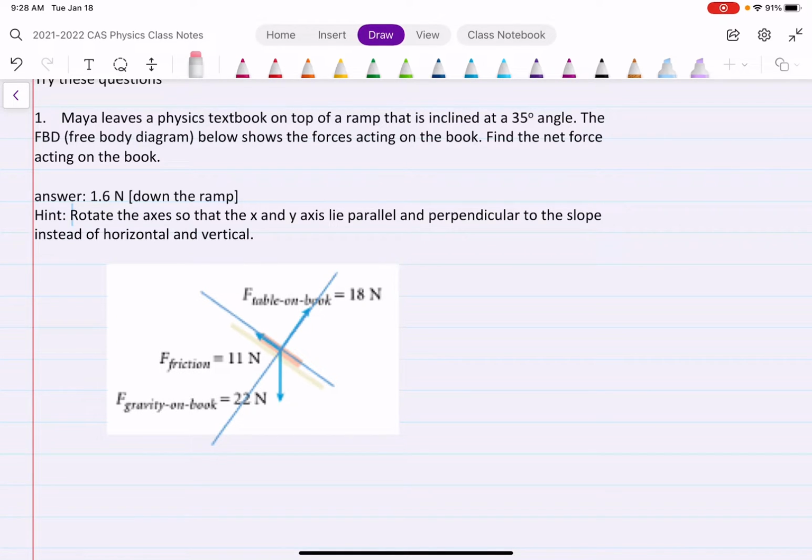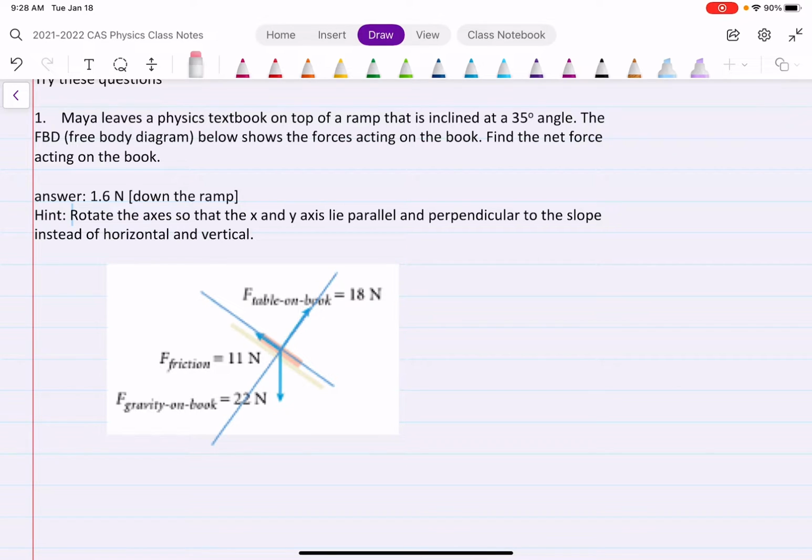All right, so this question is a little different than the previous ones because the object is not resting horizontally. It's not moving horizontally. In fact, it's not moving. The question says that Maya leaves a physics textbook on top of a ramp that's inclined at a 35-degree angle. So the free body diagram is here, and we want to find the net force acting on the book. So we're going to do this by adding up the forces, but what makes this question a little different is that the book is not horizontal, it's on this slope.